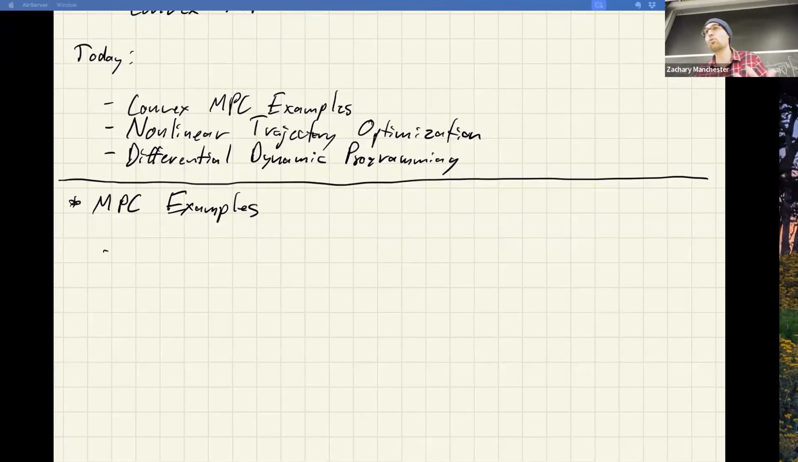Okay, cool. So one of my favorites, being an aerospace guy, is rocket landing. Probably everyone has seen the super cool SpaceX rocket landing videos. Turns out this is done with Convex MPC. Also the Mars landing stuff that JPL does, same stuff. Super cool.